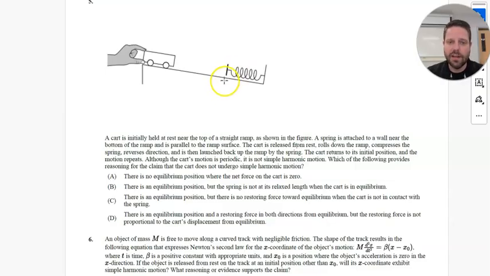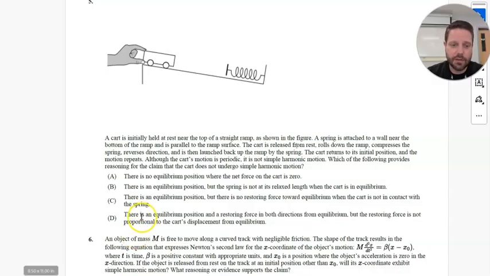However, when it leaves contact with the spring, there is no more spring force, and therefore there's no more restoring force that's directly proportional to x. However, there is still a restoring force because the mg sine theta, just like a pendulum, is going to try and restore it back down towards that equilibrium. It's going to slow it down and then speed it back up on the way down. So this is not correct because, yes, there's an equilibrium position, but there is still a restoring force, mg sine theta, while it's on the ramp and not touching the spring.